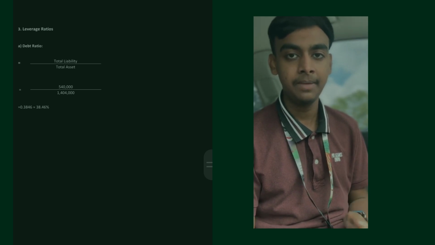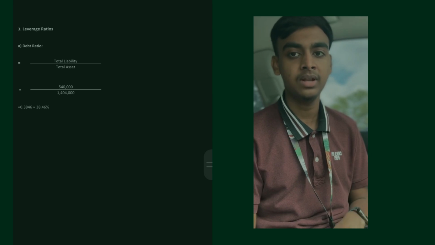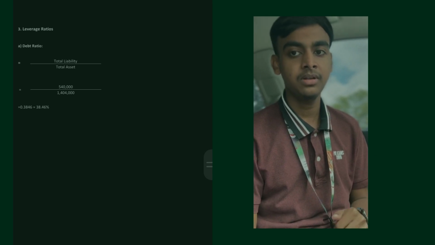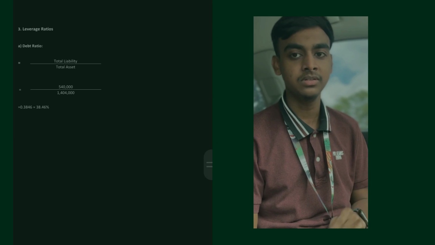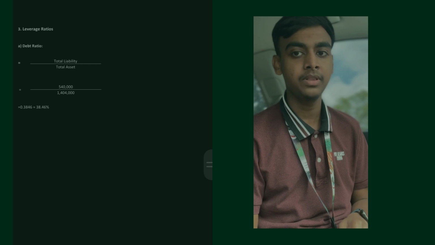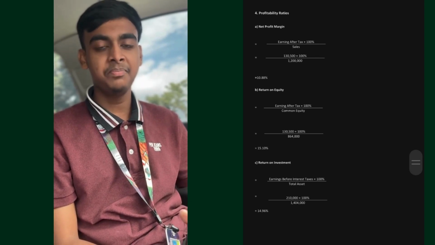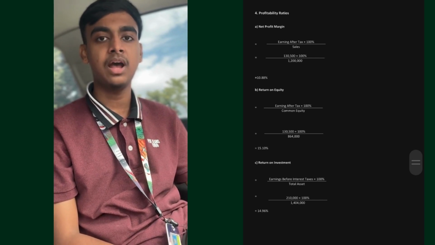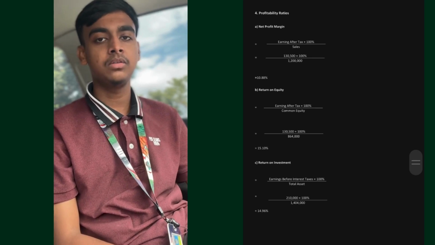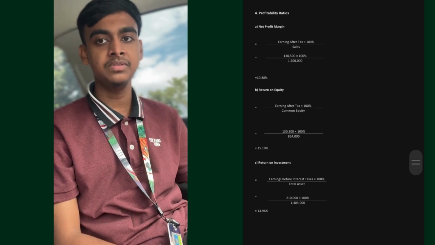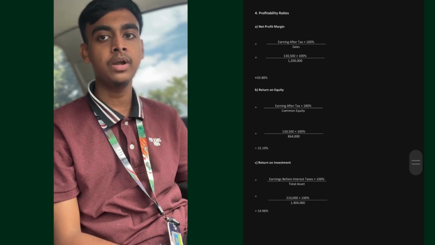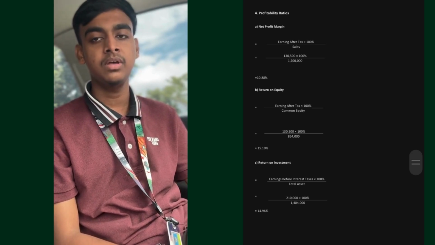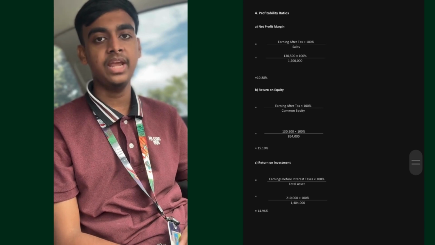A, debt ratio, total liabilities over total assets, 540,000 over 1,404,000. The total is 0.3846 times, 38.46%. Now the last one is profitability ratios. A, net profit margin, earnings after tax times 100% over sales, equals 130,500 times 100% over 1,200,000, so the total is 10.88%.